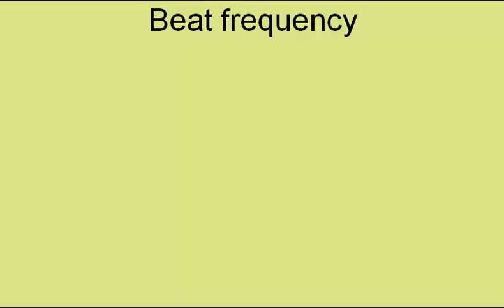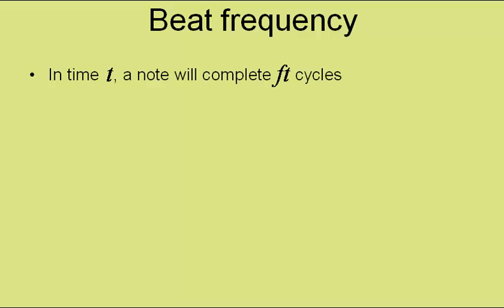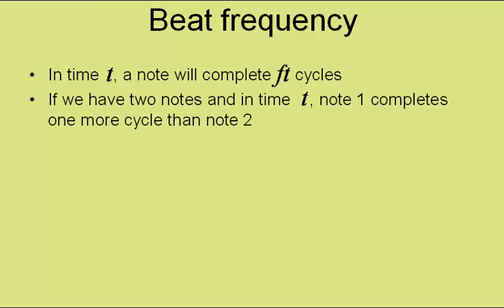Beat frequency. In time t, a note will complete ft cycles, as f is the frequency, or number of cycles per second, and t is the number of seconds. If we have two notes and in time t, note 1 completes one more cycle than note 2, f1t, the number of cycles completed by note 1, minus f2t, the number of cycles completed by note 2, will equal 1.